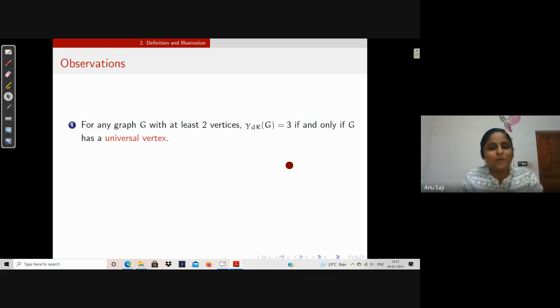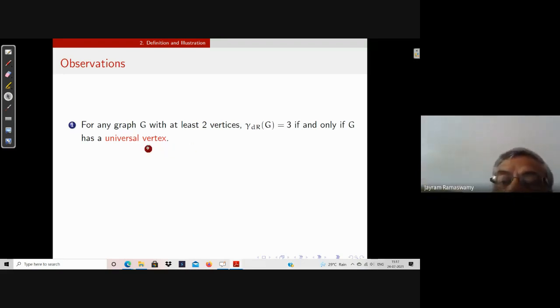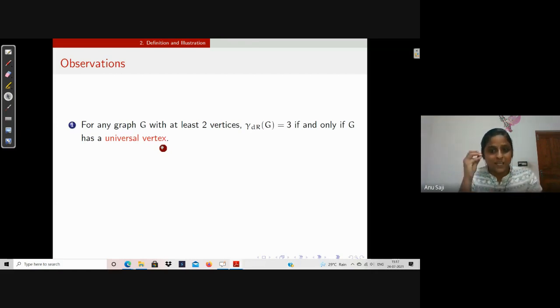There is only one possibility. It is for K1 only. For all other graphs, gamma DRG is greater than or equal to 3. It will be equal to 3 if and only if the graph has a universal vertex, that means a vertex which is adjacent to all other vertices. In that case, we can give the value 3 to that universal vertex and 0 to all other vertices.